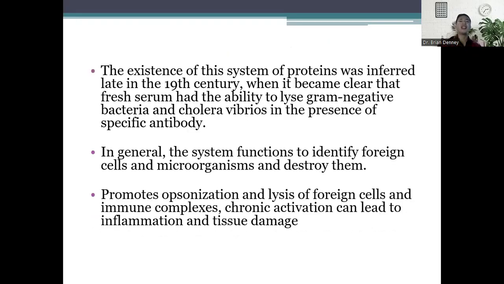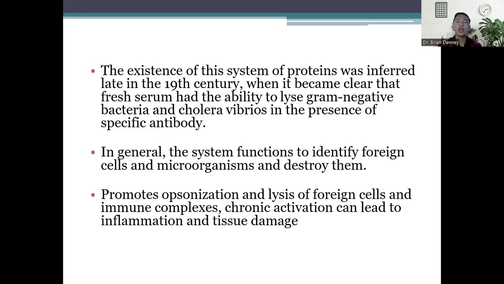So the existence of this system of proteins was inferred late in the 19th century when it became clear that fresh serum had the ability to lyse gram-negative bacteria and cholerae vibrios in the presence of specific antibodies. So this was actually the experiment done by Jules Bordet. And the main function of your complement system is to enhance the work of your antibodies or innate or acquired immune system to destroy the microorganisms.